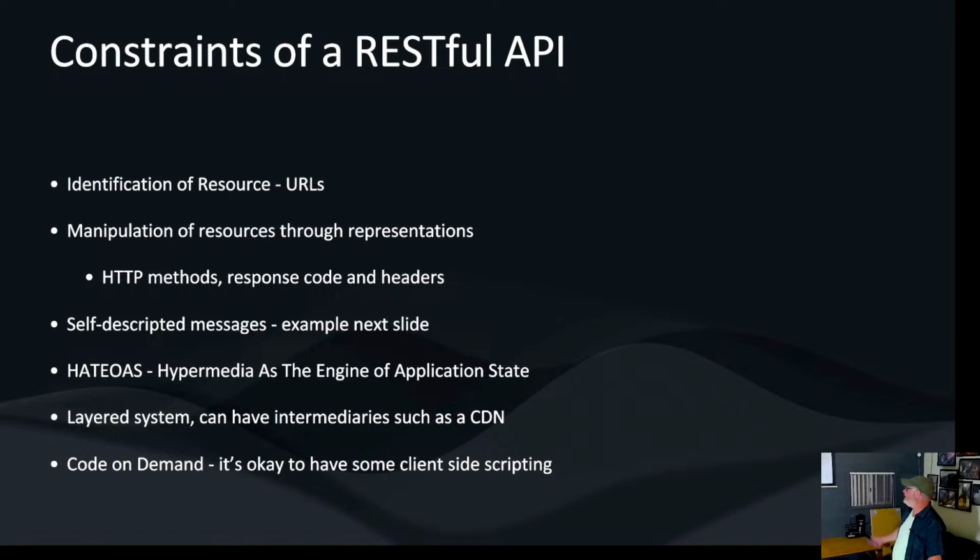The constraints of a RESTful API are identification of resources, typically URLs, and manipulation of resources through representations. Those are typically your HTTP methods: get, put, patch, delete, response codes, and headers. Self-described messages. An example of that is going to be on the next slide. HATEOAS, hypermedia as the engine of application state. Layered systems can have intermediaries such as a CDN, and code on demand. It's okay to have some client-side scripting with JavaScript.